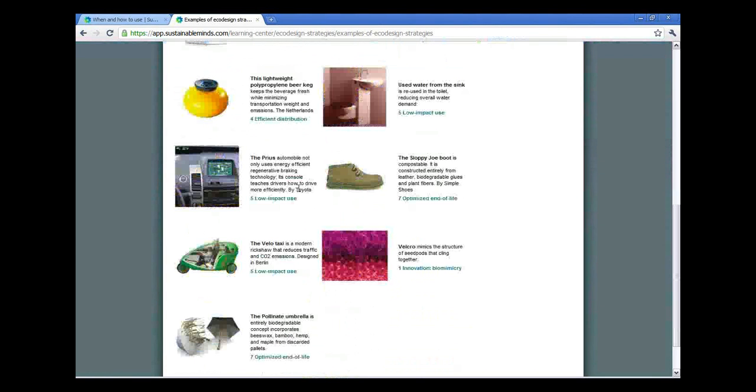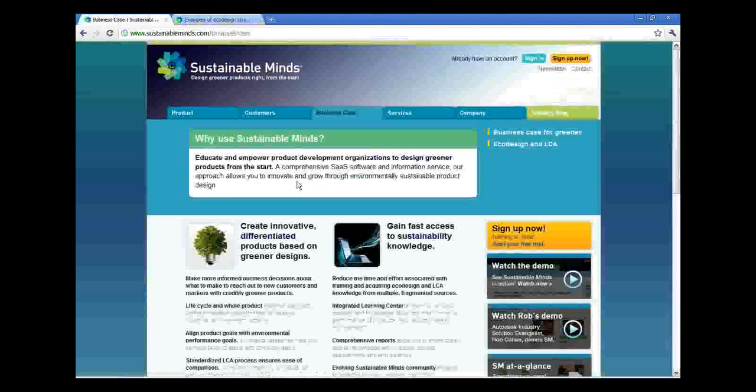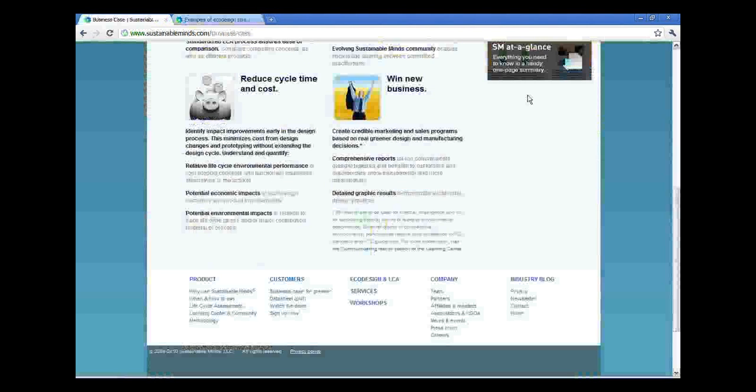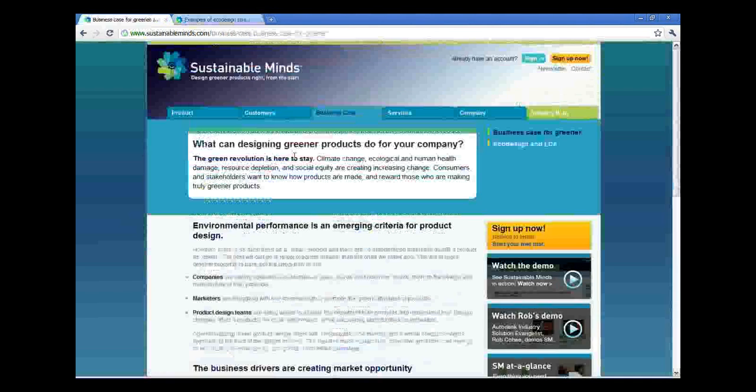But the idea is eco-design strategies can help give you ideas and entry points to start improving environmental performance. Now, if you look at the business case for Sustainable Minds, we look at, excuse me, what can designing green products do for your company?